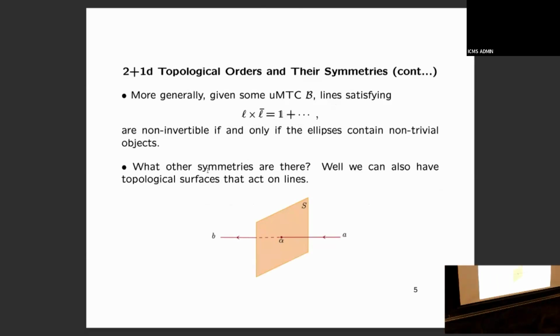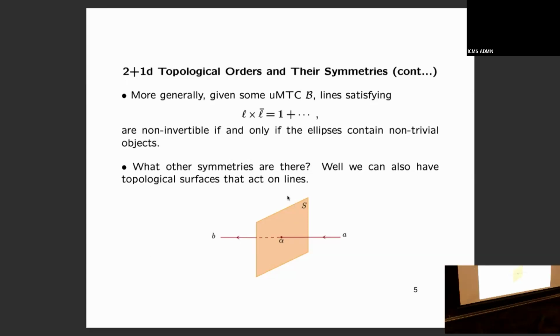And then, of course, you can ask, what other symmetries are there? Other symmetries are going to be important when it comes to talking about G-equivariantization. One other set of symmetries that we can have are topological surfaces. These are codimension 1. And even though there are no point-like operators in the Chern-Simons theory, the surfaces can act on lines. They can act on lines in this way.